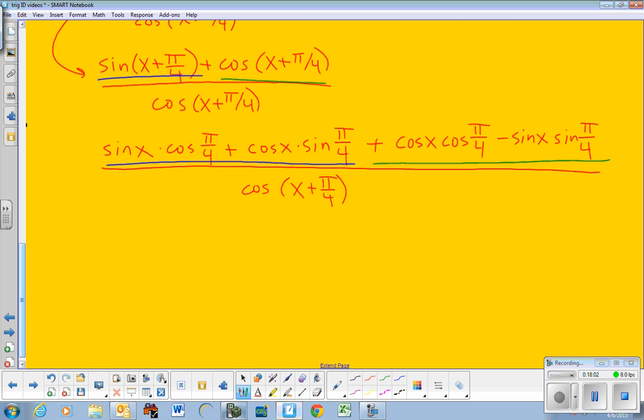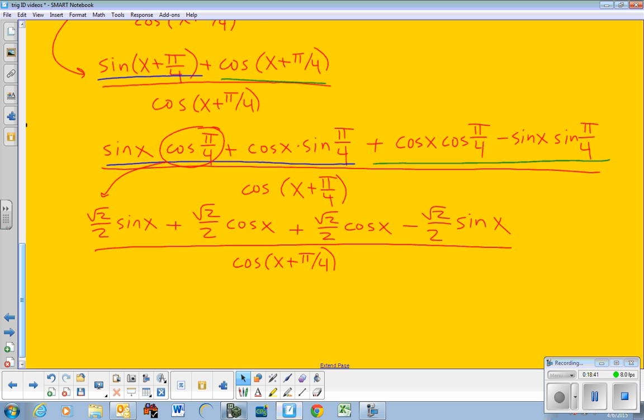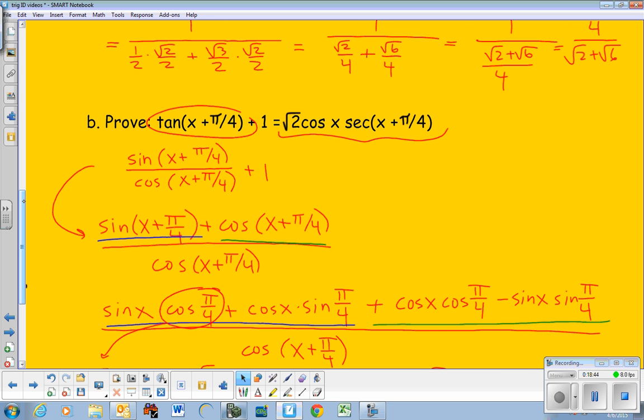Starting with the cosines and the sines of pi over 4. Cosine and sine of pi over 4 are both square root of 2 over 2. So I'm going to take this cosine pi over 4 and change it to square root of 2 over 2 plus square root of 2 over 2 cosine x, plus square root of 2 over 2 cosine x minus square root of 2 over 2 sine x, still same denominator. Might need to change that denominator in a minute, I'm not sure. Let me look back at my answer. Remember what you're looking for.